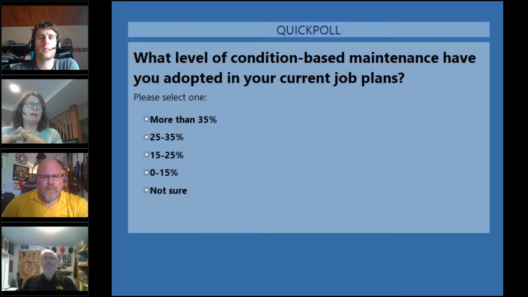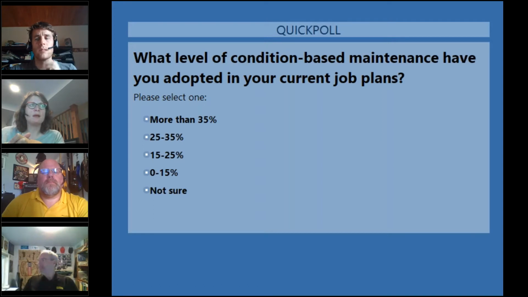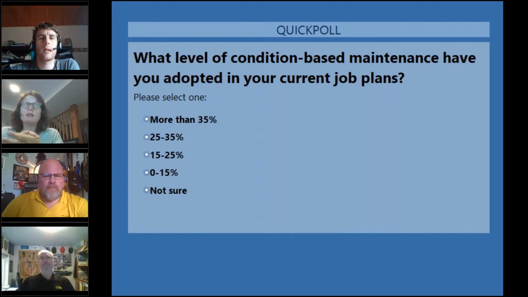What level of condition-based maintenance have you adopted in your current job plans? And so think about the assets that you are applying some degree of condition-based maintenance against, and think about what percentage of that is condition-based versus a different maintenance strategy. So is it more than 35% of your assets are receiving condition-based maintenance? Is it 25 to 30%? Is it 15 to 25%? Is it 0 to 15%? Or not sure? And not sure is completely fine. If you're only doing a little bit of condition-based maintenance, that's fine as well. So take your best guess. There's no harm in an approximation here.